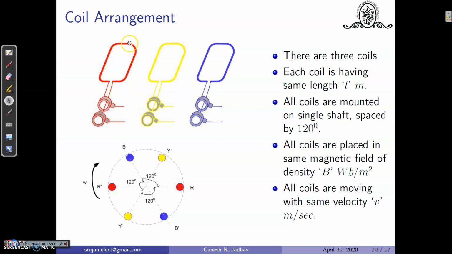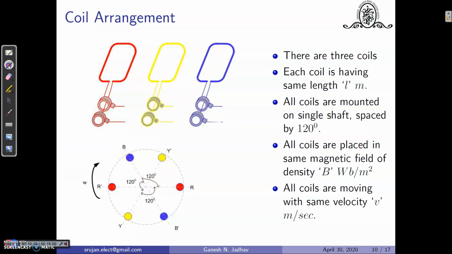These three coils will be mounted on the same shaft. If I see the side view of this cut section, I am able to see the R conductor, and this is R dash. Then similarly Y dash, B dash.